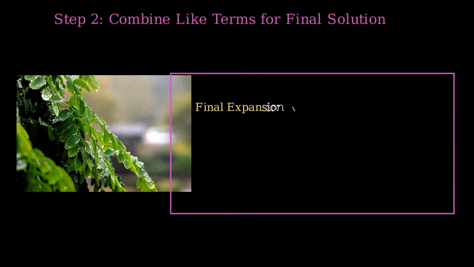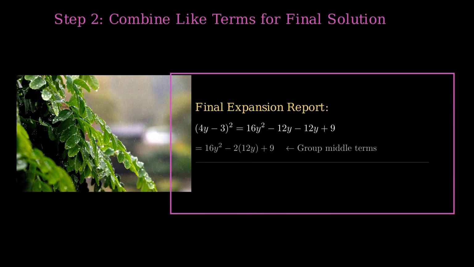Step 2. Finally, let's combine the middle like terms together. Minus 12y and minus 12y simplifies to minus 24y. Therefore, our fully simplified final trinomial answer is 16y squared minus 24y plus 9. The calculation perfectly matches our geometric model, and the solution is complete.